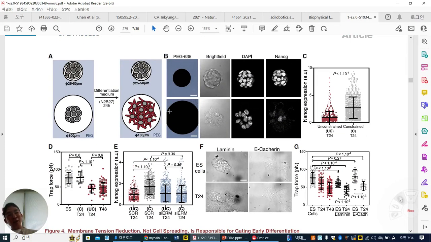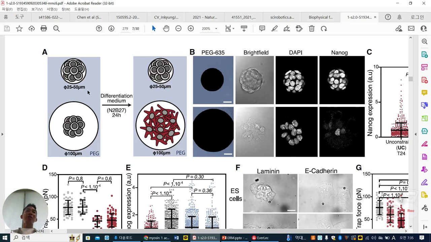And then they are using another platform. People ask, okay, you are doing this platform to prove it, but how about if you use another platform? So this is a PEG gel that confines the cell spreading area. This is a confined one and an unconfined one, but they see the same cell number, 100 micrometer and 25-50 micrometer. Under differentiation media without inhibitor, they found that when unconfined, the cells spread, and then Nanog will decrease, stemness decreases. But even though the media is differentiation media, when they're confined, when they maintain the round shape, Nanog is maintained.